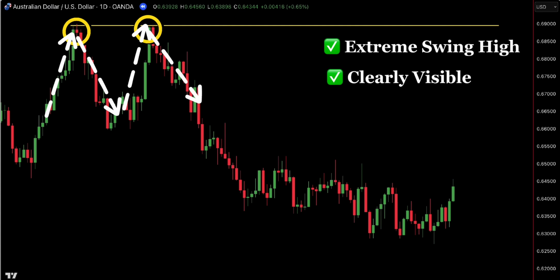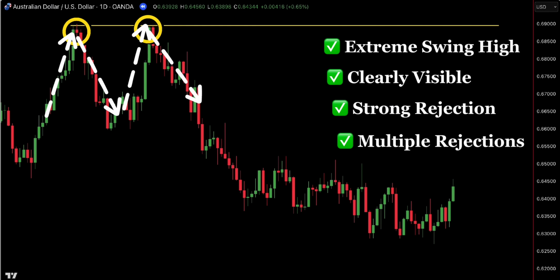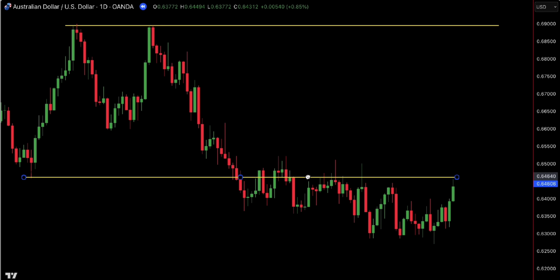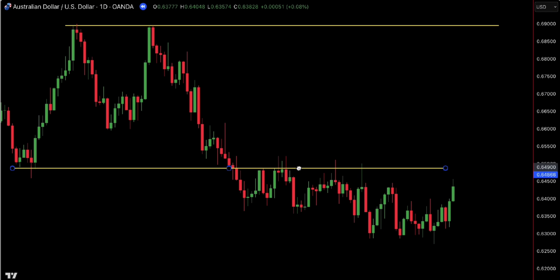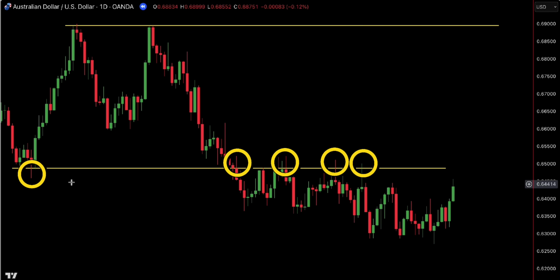Strong rejection. Price moved away aggressively after touching this area, confirming a strong reaction. Multiple rejections. Looking closely, there are 2 rejections, indicating that price struggled twice to break through. This pattern is often referred to as a double top. Moving down the chart, we find another highly reactive level with 5 clear rejections. Let's draw it in and analyze why it holds significance.